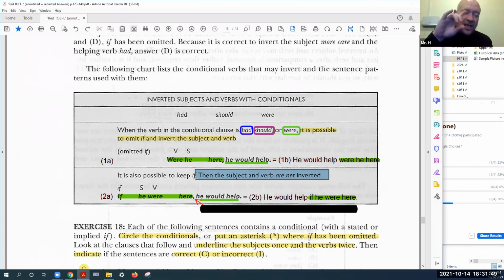Inverted. What is the meaning? Help Asil with the meaning of reverse. Invert. Reverse. So what does that mean? The subject and verb are not reversed.